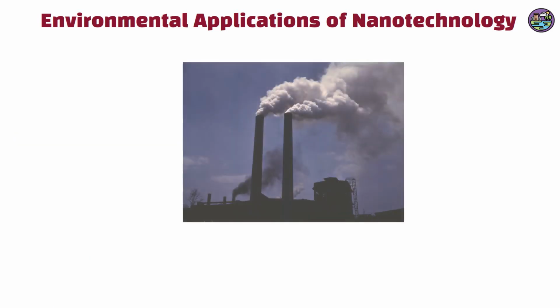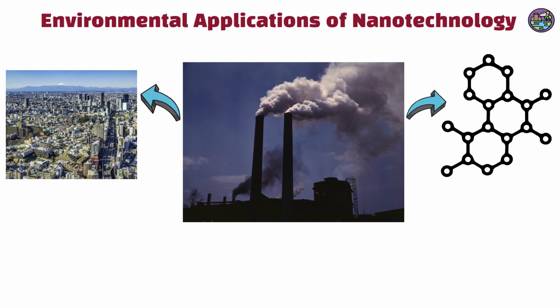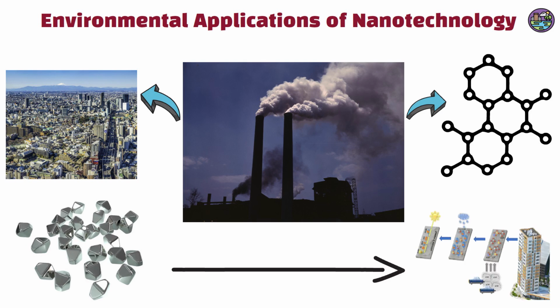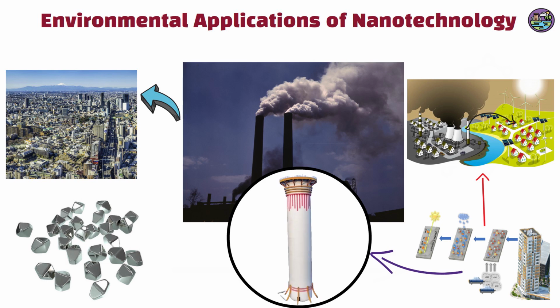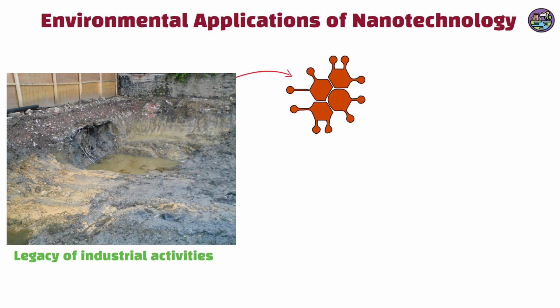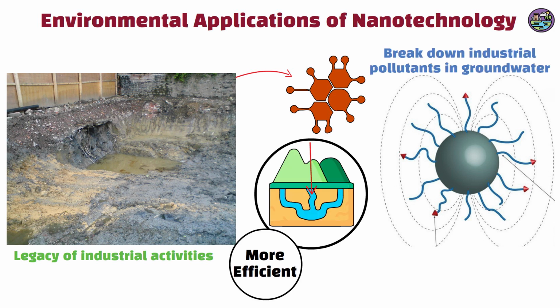Air pollution, a major problem in many urban areas, might also be tackled with nanotechnology. Titanium dioxide nanoparticles are being incorporated into self-cleaning building materials that can break down air pollutants, essentially turning buildings into giant air purifiers. Soil contamination, often a legacy of industrial activities, is another area where nanotech is showing promise.